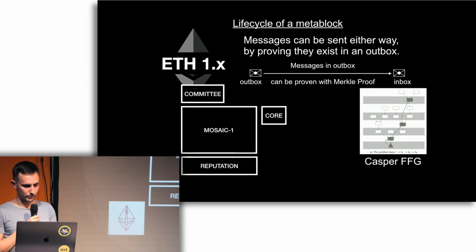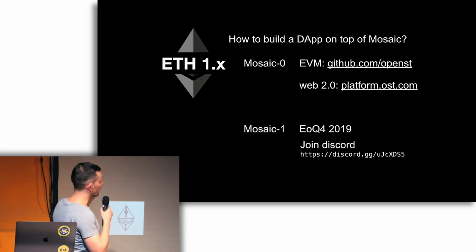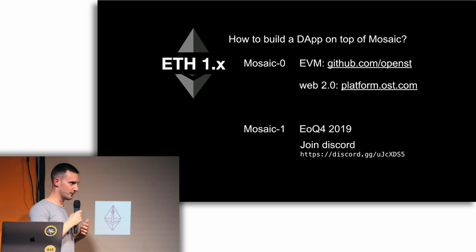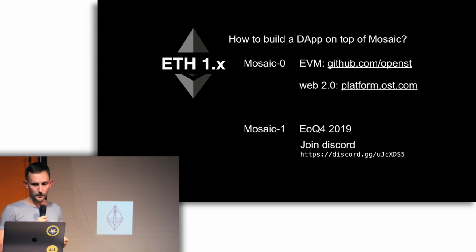You can write your own for that matter. And so how do you build on top of this? So right now, we have Mosaic Zero. We didn't call it that, but now we call this Mosaic 1. So we call what we have so far Mosaic Zero.